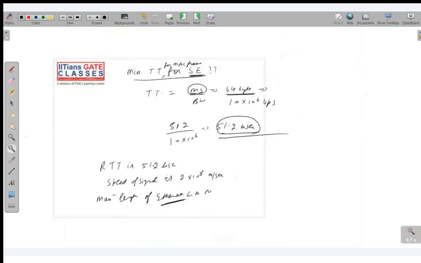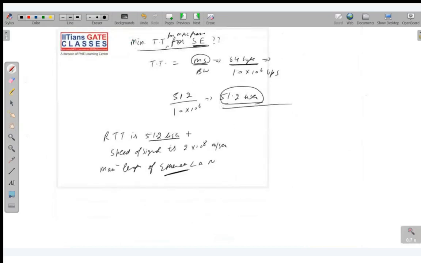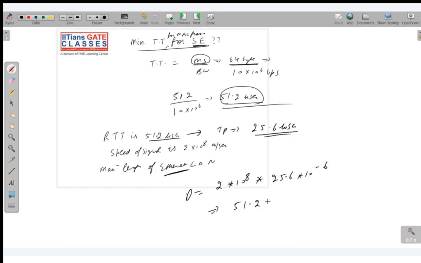So you already know RTT, round trip time, is 51.2 microseconds. So what will be TP? Propagation time will be 25.6 microseconds. Speed is given, time is given, so anybody can calculate distance. Distance is equal to speed into time. Speed is 2 into 10 to the power 8 multiplied by 25.6 into 10 to the power minus 6. So it comes out to be 51.2 into 10 to the power 2, and it comes to 5120 meters. This is my answer. So simple.